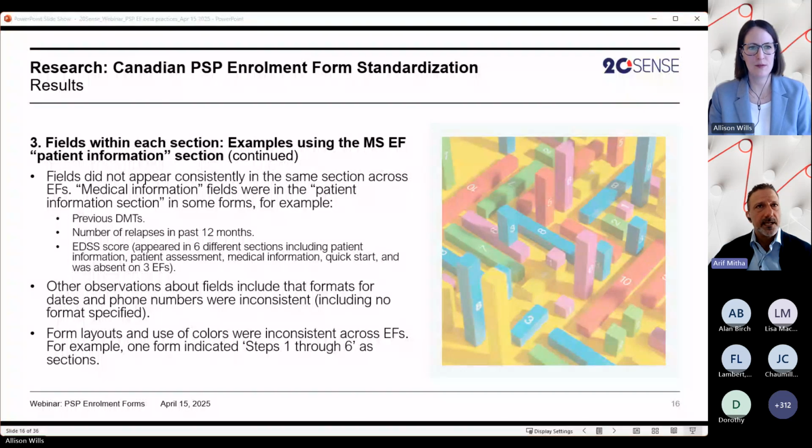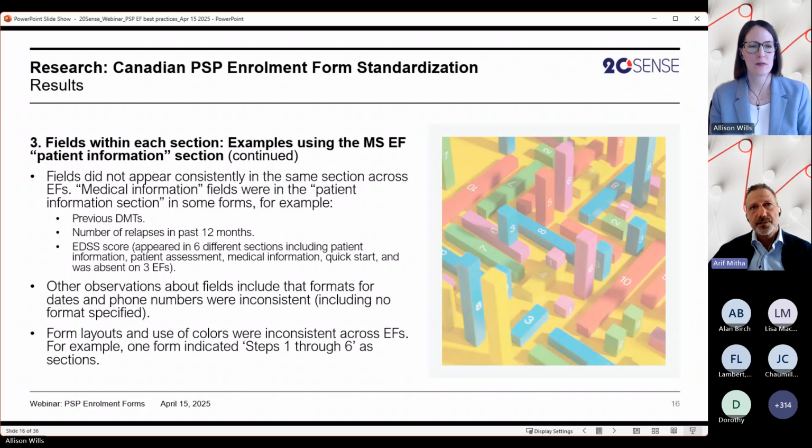EDSS score, for example, appeared in 6 different sections across the 14 forms, including patient information, patient assessment, medical information, and quick start, which was a section name, and it was absent on 3 enrollment forms. So quite a bit of variation, and these are all MS drugs.